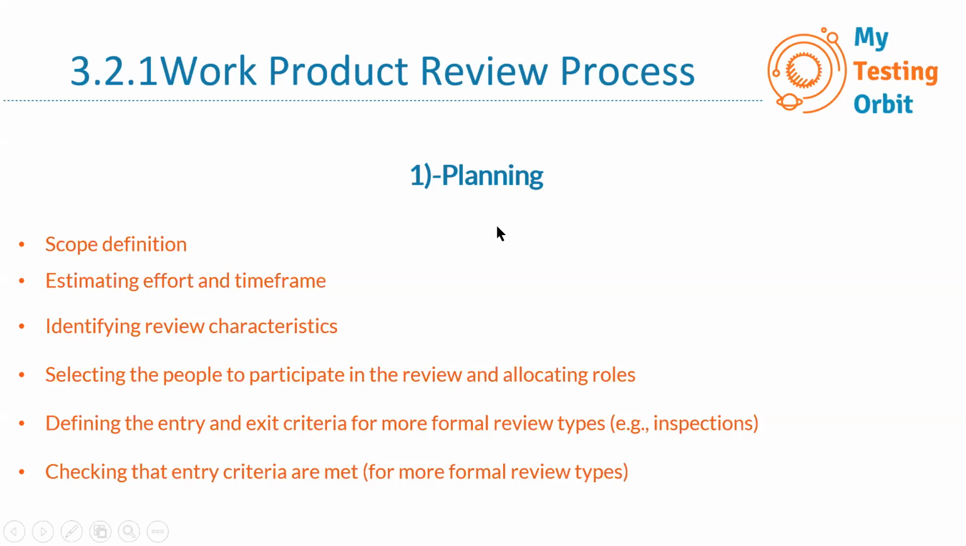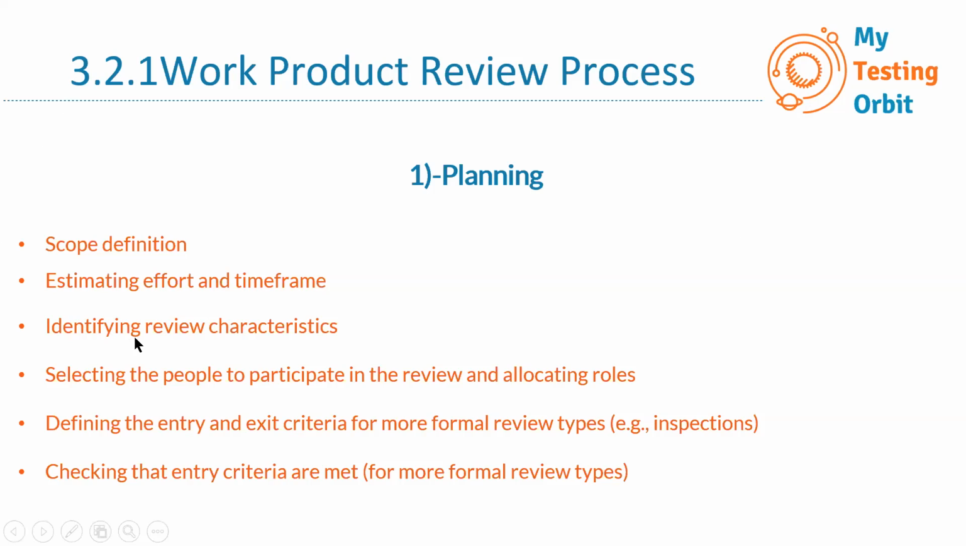Okay, so the first one is planning. So what are we doing in planning? We define the scope, which includes the purpose of the review, that is, why we are even doing this review, what parts of the documents we need to review, and which quality characteristics need to be evaluated. Then we also estimate the effort and time frame for this review activity, when it needs to be done and how much time needs to be allocated for this activity.